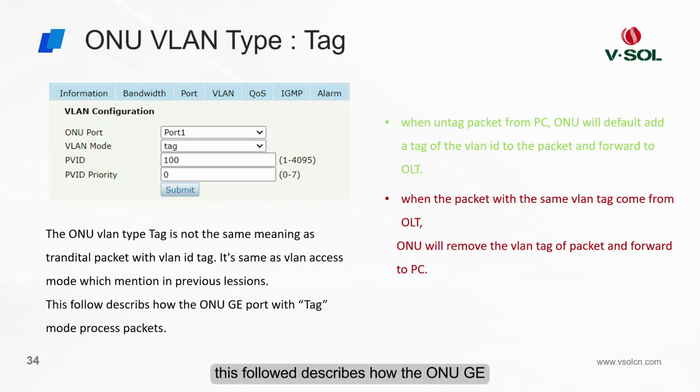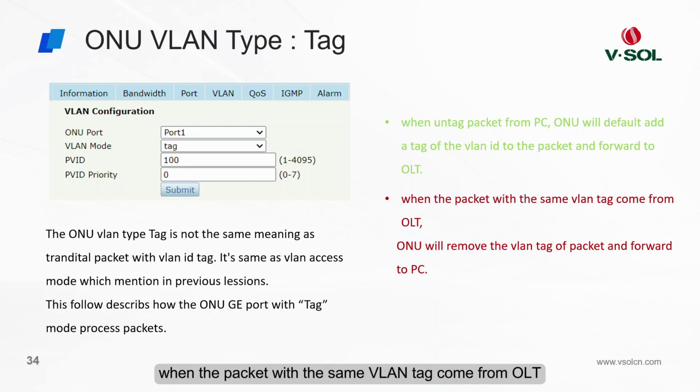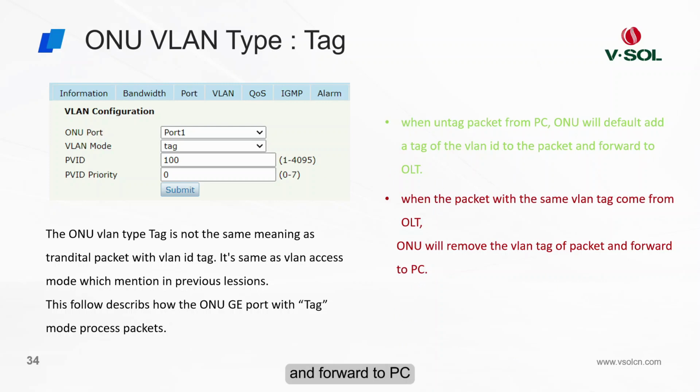The following describes how the ONU GE port with tag mode processes packets. When an untagged packet comes from the PC, the ONU will by default add a tag of the VLAN ID to the packet and forward it to the OLT. When a packet with the same VLAN tag comes from the OLT, the ONU will remove the VLAN tag of the packet and forward it to the PC.